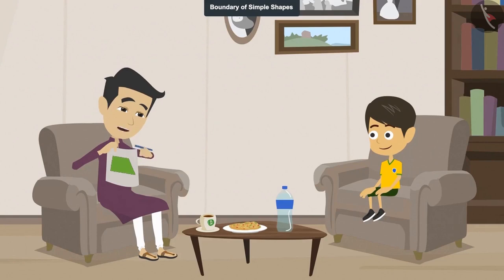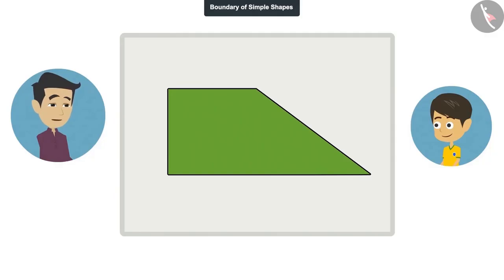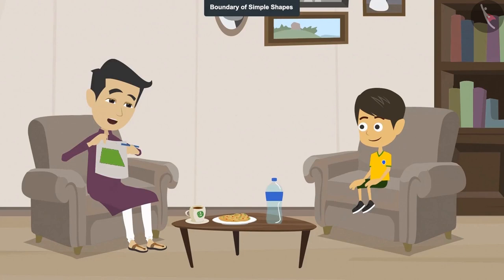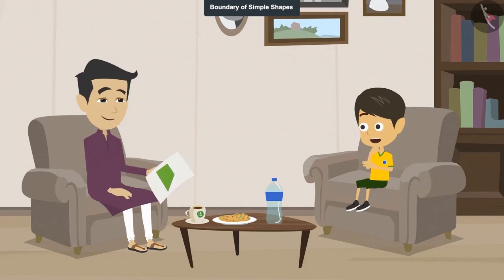See, this is our farm. This is the line around the field. It shows us where the edge of the field is. So this line is the boundary of this field. Now did you understand? Yes, now I understand. The edge of a shape is called its boundary.